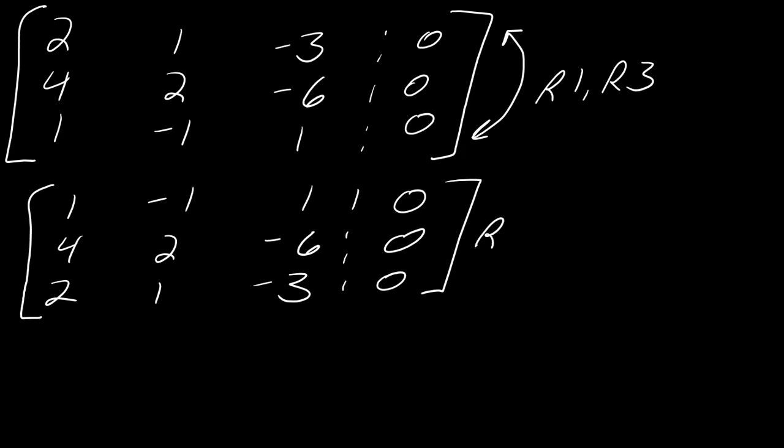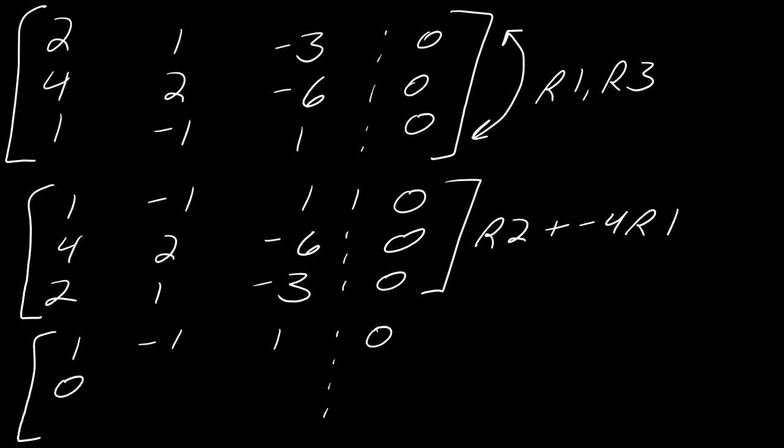So this is gonna be row 2 plus -4 times row 1. So let's see, 1, -1, 1, 0. This is 0, 6, -10, and 0. Last row does not change. Let's make some space.